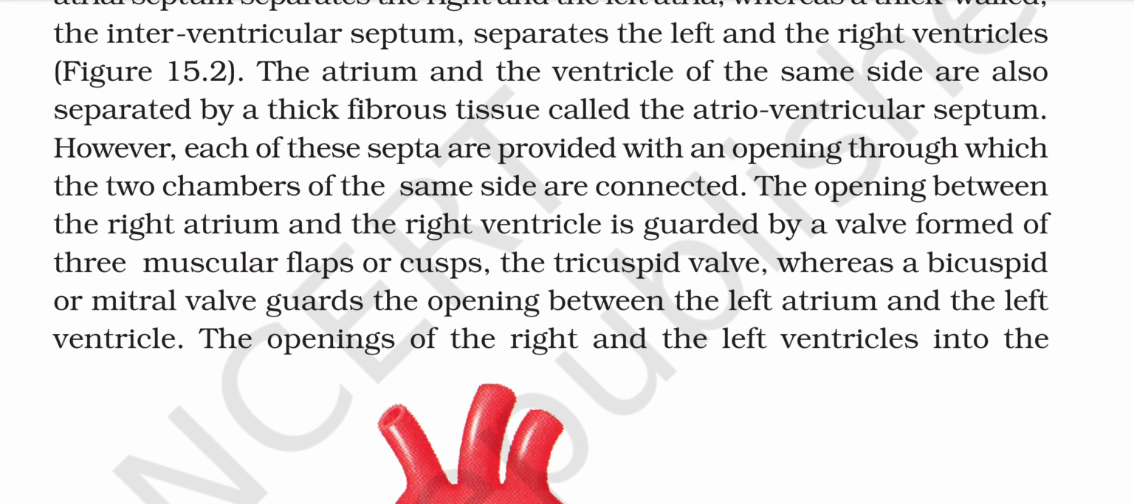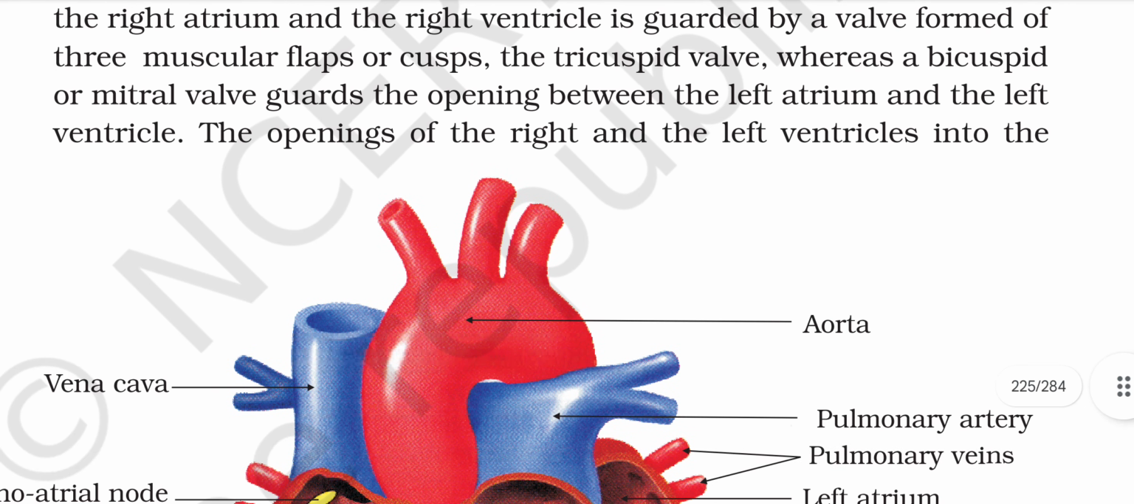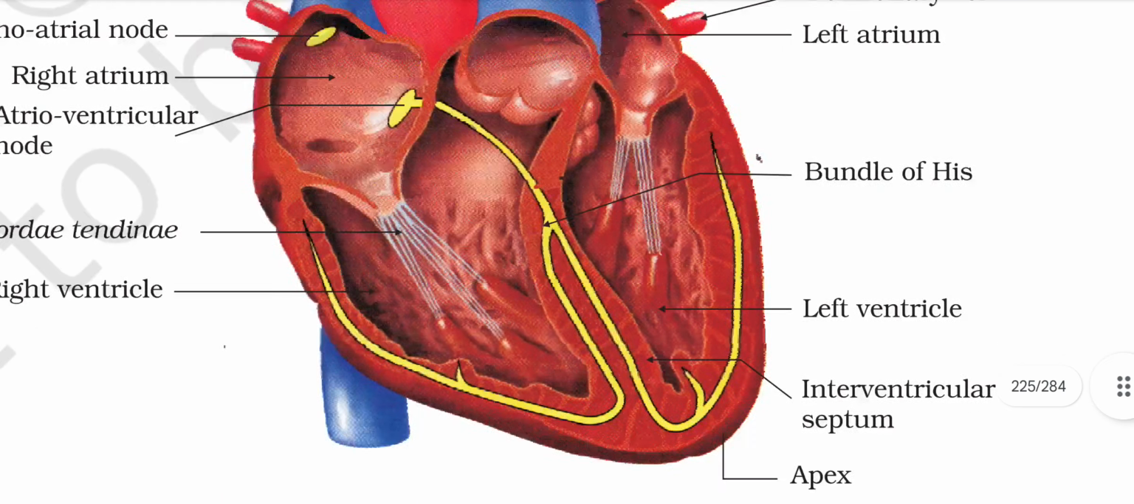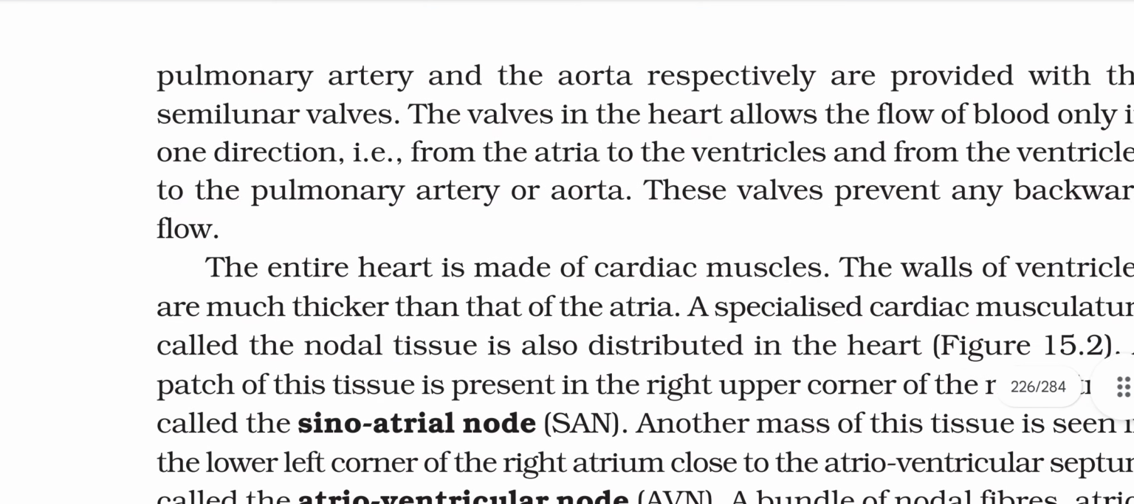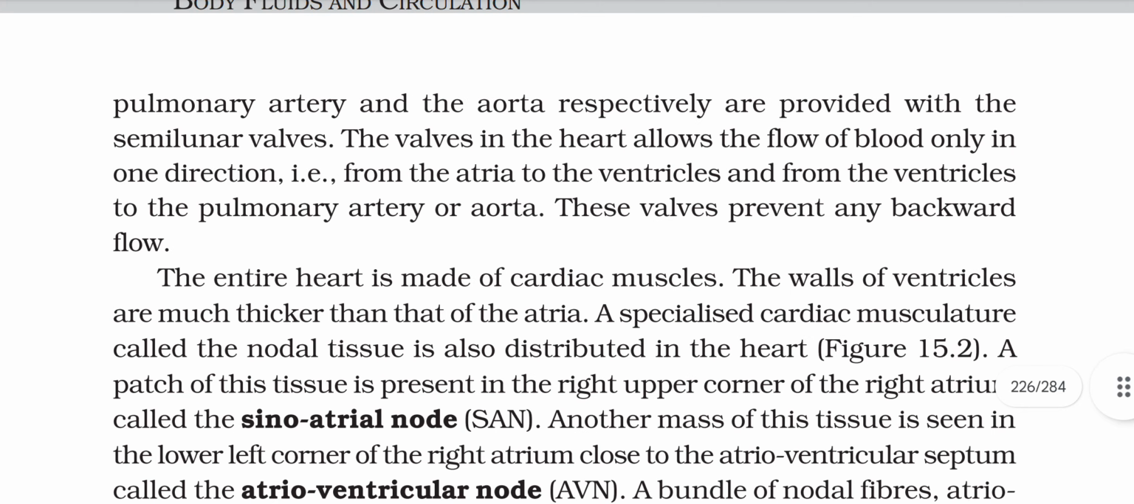The openings of the right and the left ventricles lead into the pulmonary artery and the aorta respectively. The pulmonary artery carries deoxygenated blood, the only artery which carries deoxygenated blood in our body, and the aorta carries oxygenated blood. They are provided with semilunar valves.